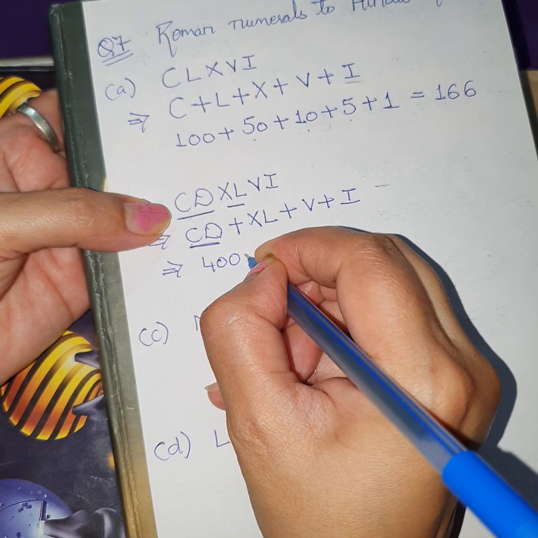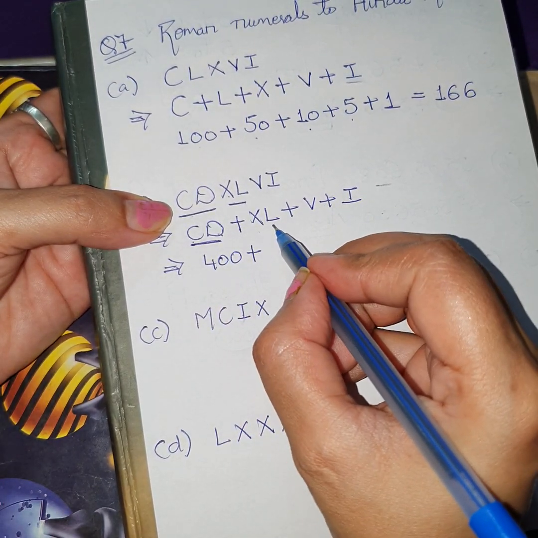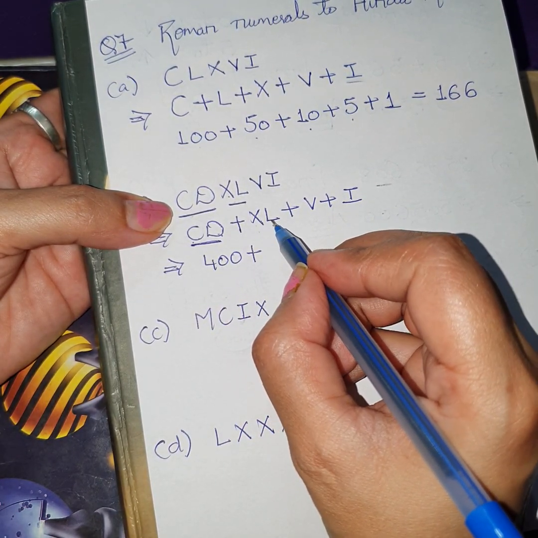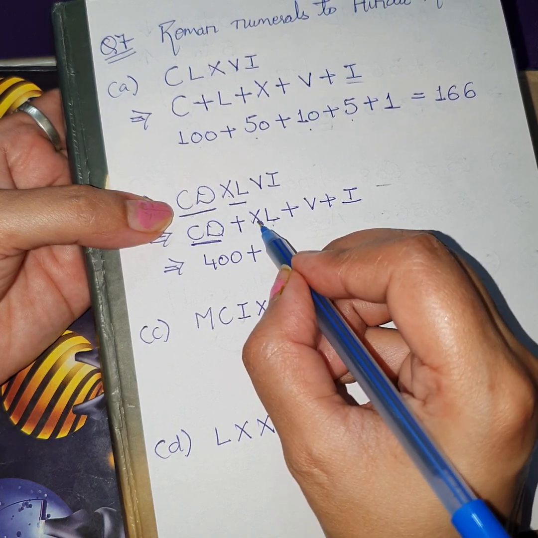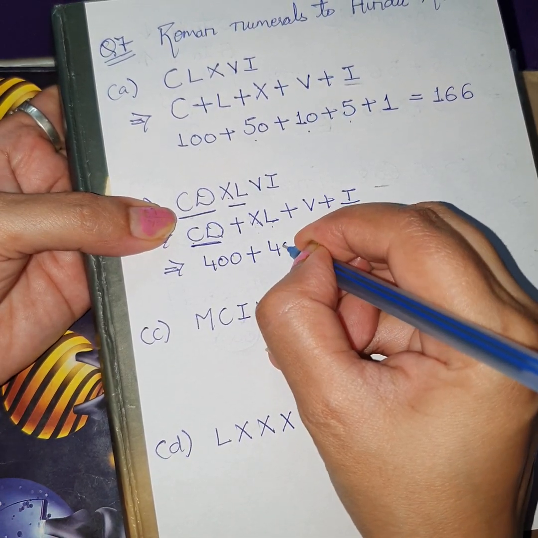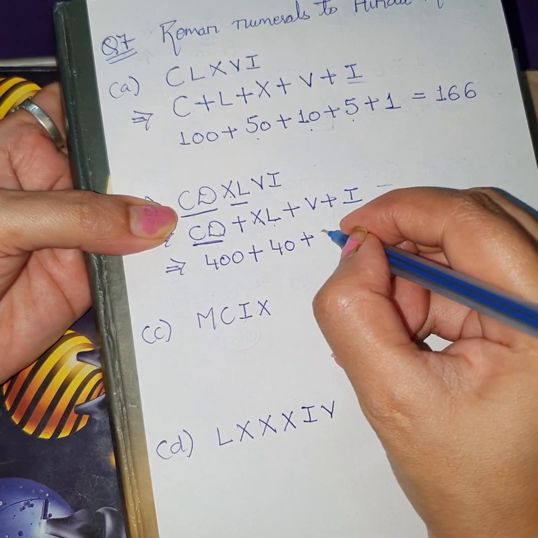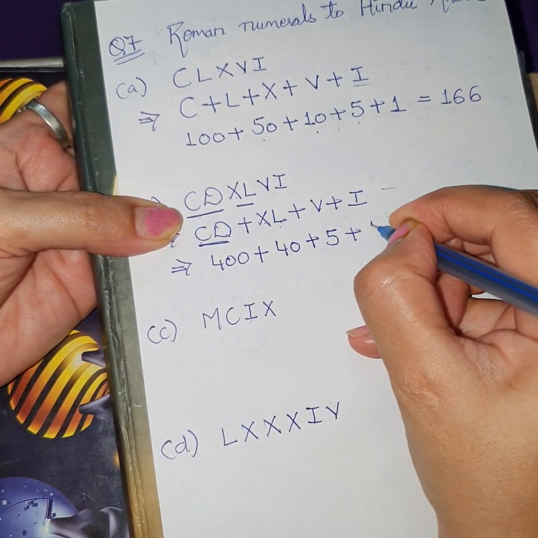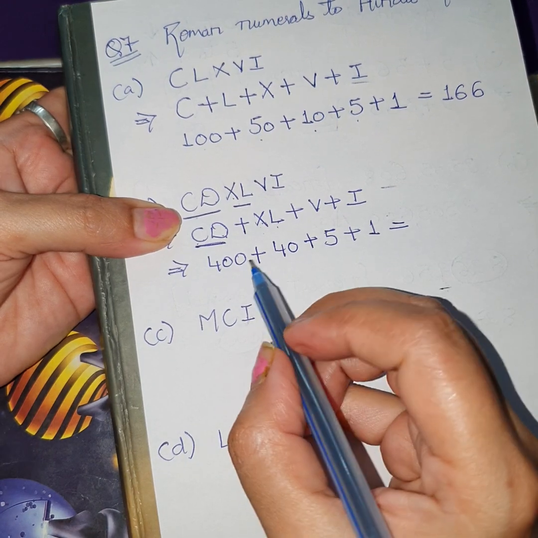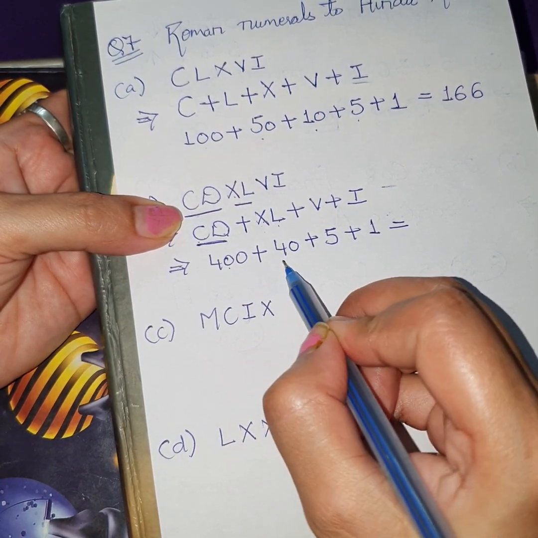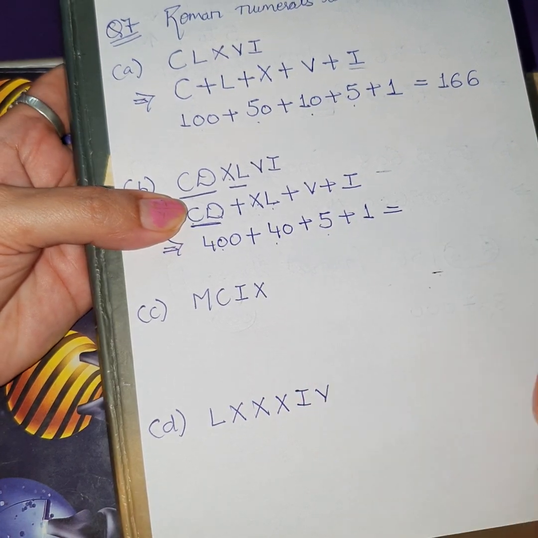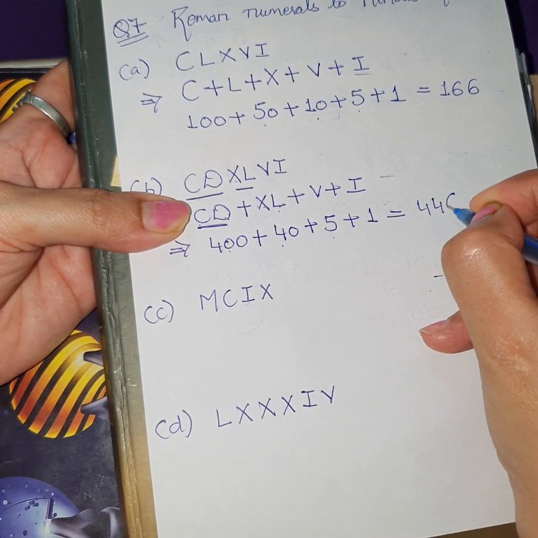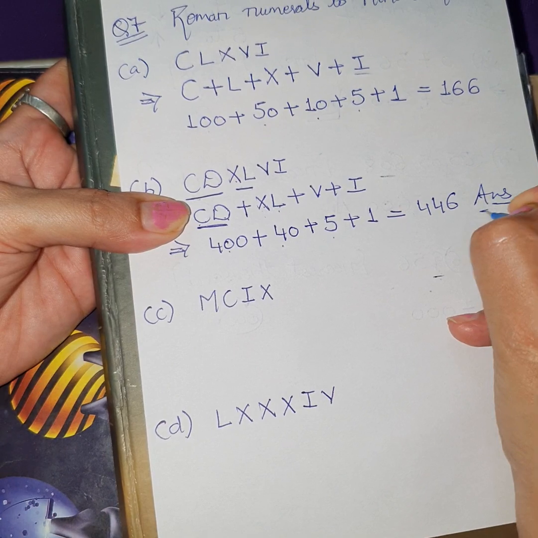So it is 400 plus XL. It is also the case of subtraction. L means 50 and X means 10, so 50 minus 10 is equal to 40. Plus V means 5 and I means 1. Okay, so 400 plus 40 is 440, plus 5 is 445, plus 1 is 446. It is the answer.